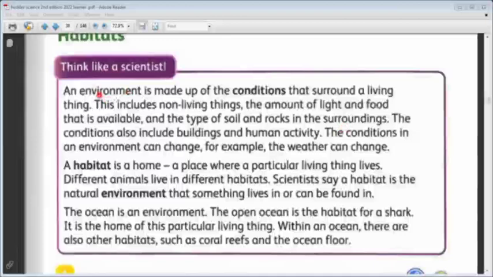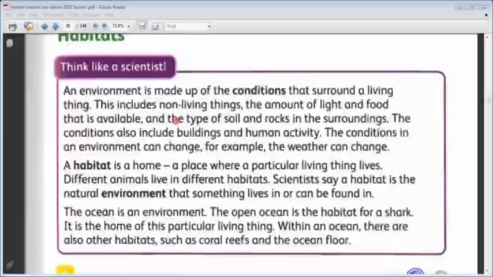So the environment is everything around us, including the conditions, things that can be changed, like the amount of light, the food and its availability, the type of soil where the plants grow, and the rocks in the surroundings. This is all called environment. The conditions also include the buildings of humans in the place, and the human activity that affects this environment.